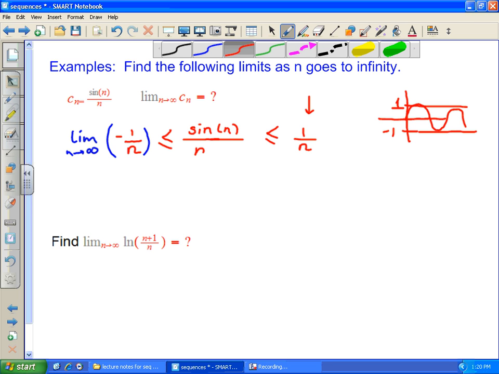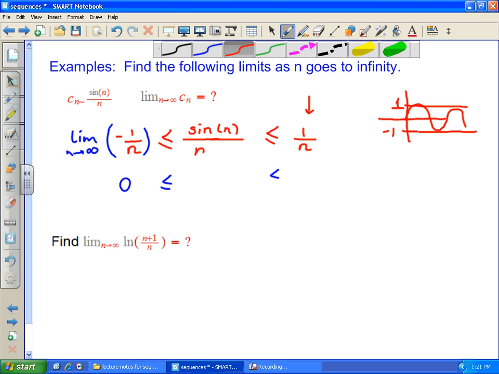Like negative 1 over 10, that's negative 0.1, right? Negative 1 over 100, that's negative 0.01, right? Negative 1 over 1,000, that's like negative 0.001. So where do these numbers appear to be approaching? They seem to be approaching 0, right? So the limit of the left-hand side seems to be 0.